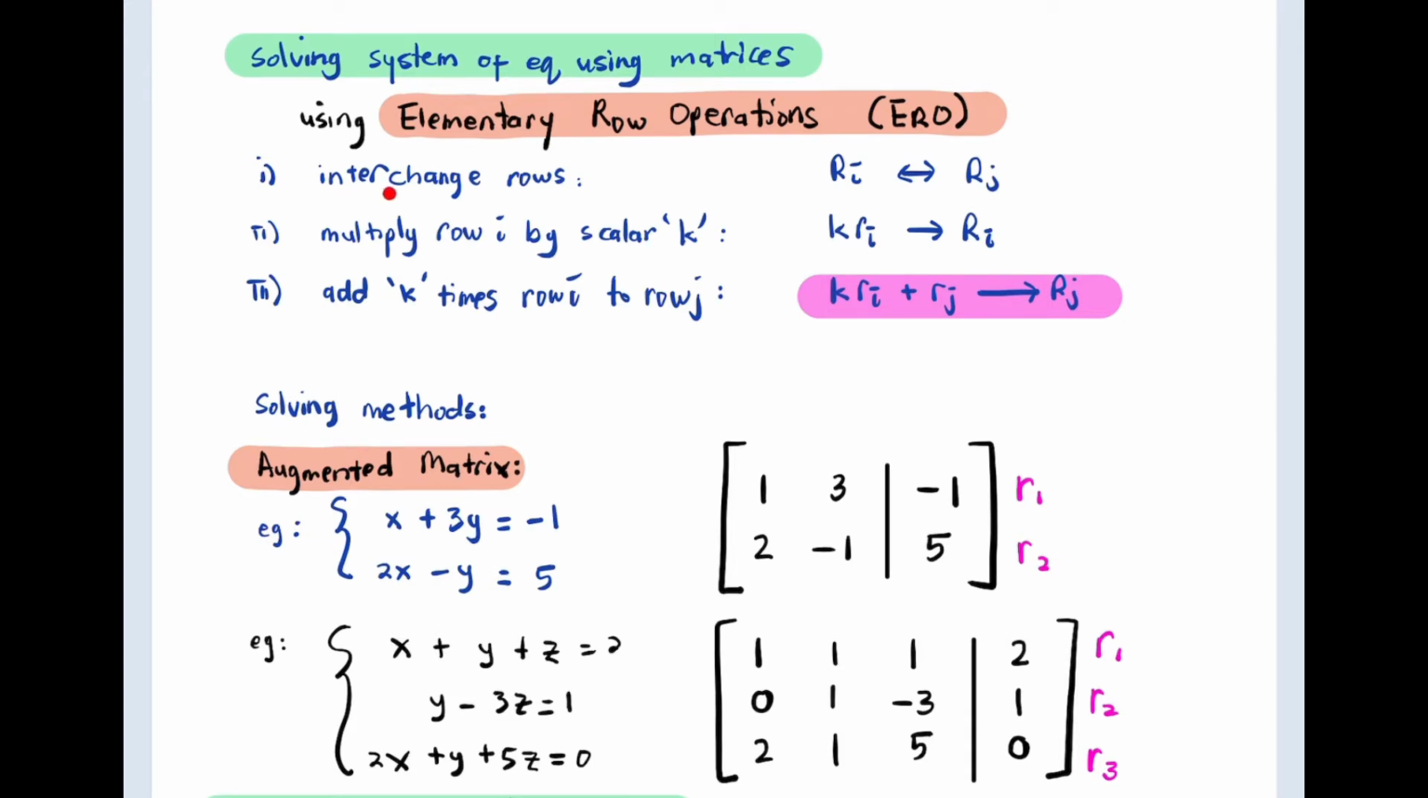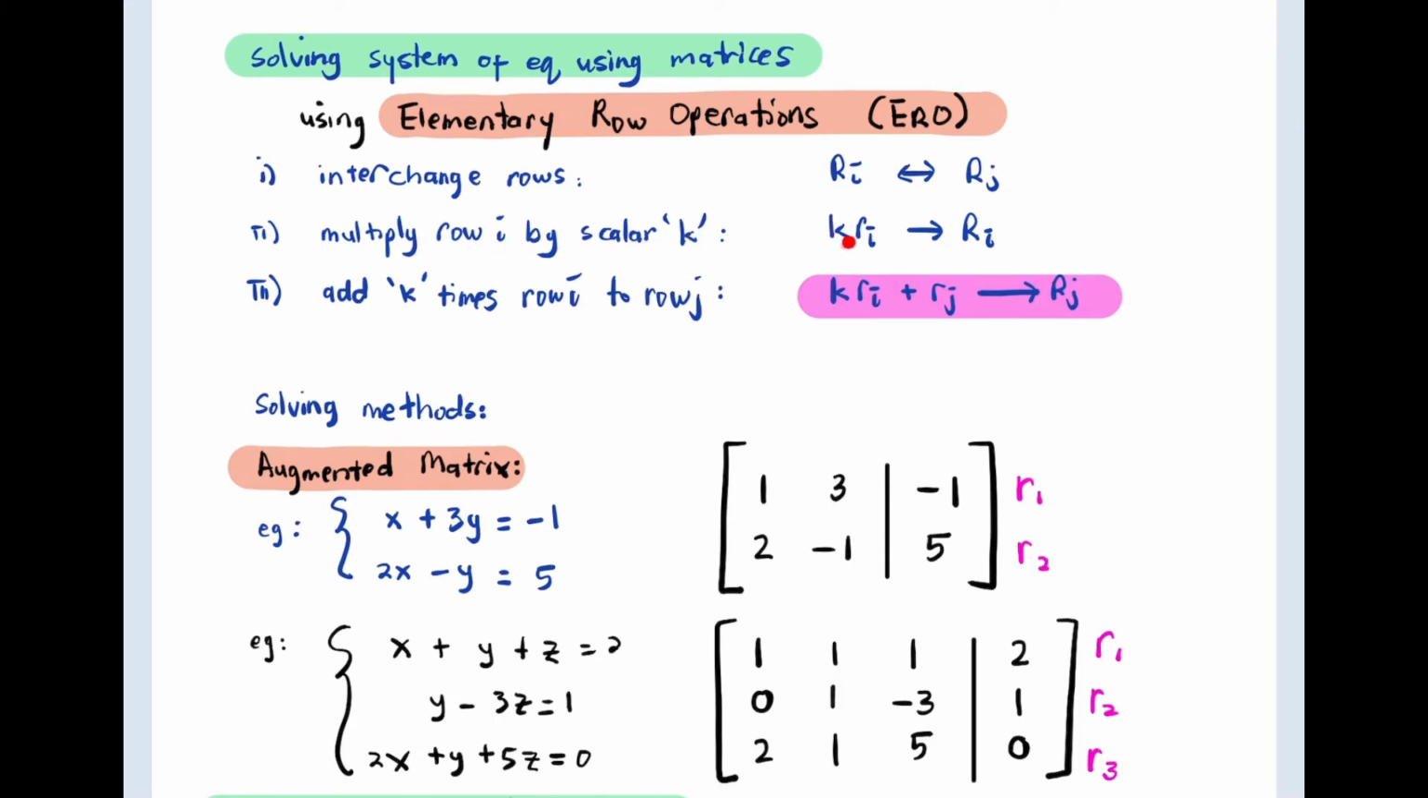The first one, we can interchange the rows. Okay, so you can just write R of that number of rows and you just exchange using this symbol with another row. The second one, we can multiply the row i by scalar k.